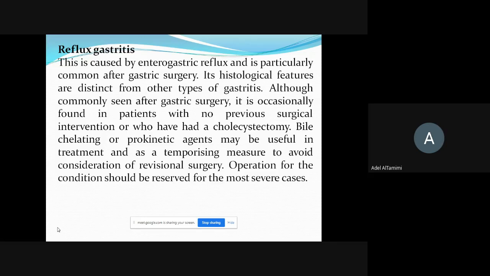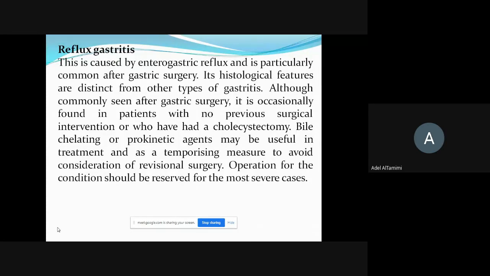Bile chelating or prokinetic agents may be useful in those patients as a treatment of choice, as a temporizing measure to avoid consideration of surgery. Operation for this condition should be reserved for more severe cases.